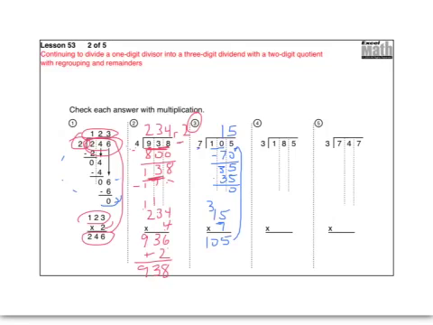All right, if you totally had a hard time with that one, just do number 4. If not, go ahead and do 4 and 5, and then I'll be going over those after you turn the video back on. So pause it right now.